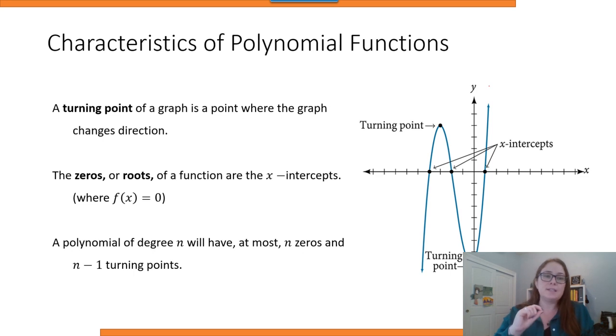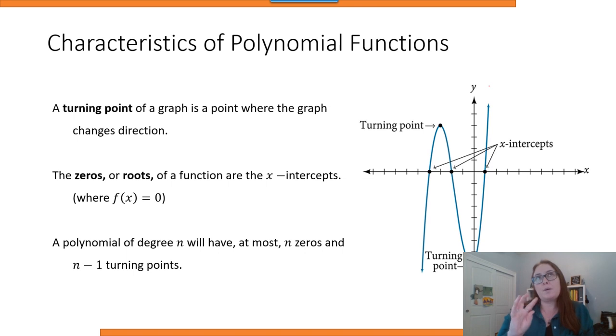So I can find the zeros and the roots by setting the equation equal to 0. Now, some rules about the amount of turning points and zeros you'll have in a function goes back to the degree of the polynomial. If the degree is n, then you will have at most n zeros, possibly fewer, and at most n minus 1 turning points.